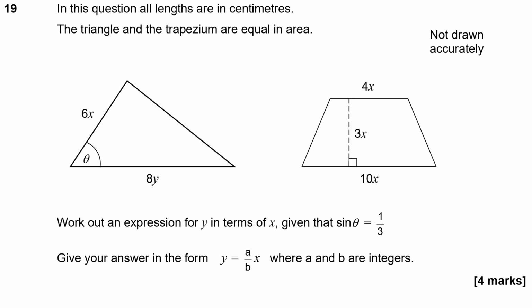Question 19. In this question, all lengths are in centimeters, and we're told that the triangle and the trapezium are equal in area. Work out an expression for y in terms of x, given that the sine of theta is equal to 1/3, and give your answer in the form y equals a over bx, where a and b are integers.